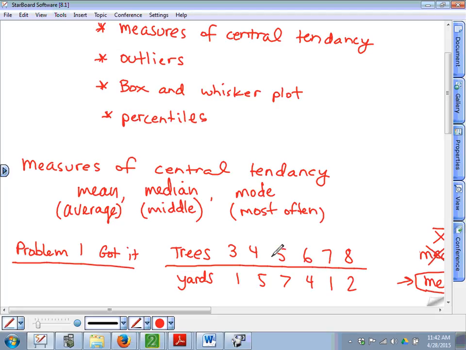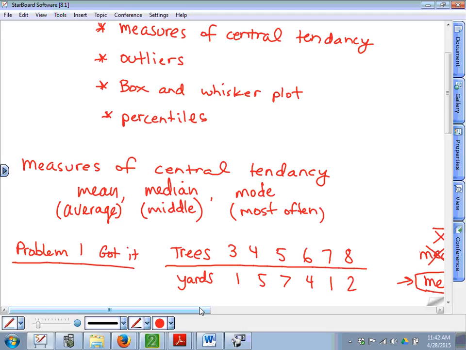This is called a frequency table. It's nice for identifying the mode. If you take a look, what's the most often occurring number of yards or number of trees per yard? You guys see what I'm saying? The most often occurring number of trees per yard is 5. There's 7 yards that had 5 trees. So if you were to look at this data, what would you say the mode is? 5. The mode is 5.